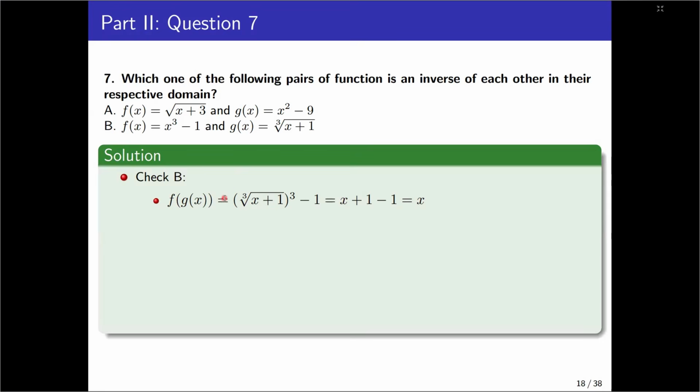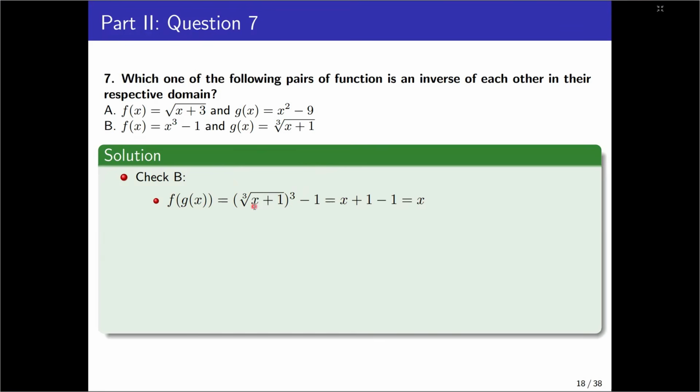The concept that I need to apply here is that if one of the given functions f and g is the inverse of the other, then the composition f composite g of x must be x, or g composite f of x must be x. That is the criterion that I need to apply here. So for B, if we assume that f of x equal to x cubed minus 1 is the inverse of g of x equal to the cube root of x plus 1, then f composite g or g composite f must be x.